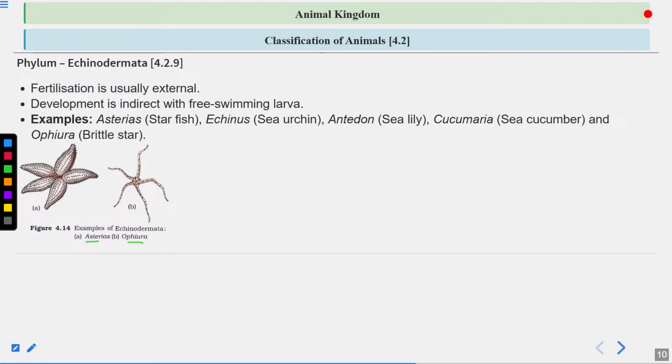They have radial symmetry, so they are pentaradial. Clear? This is how pentaradial looks: the body can be divided into two equal halves by passing a line through the central axis.